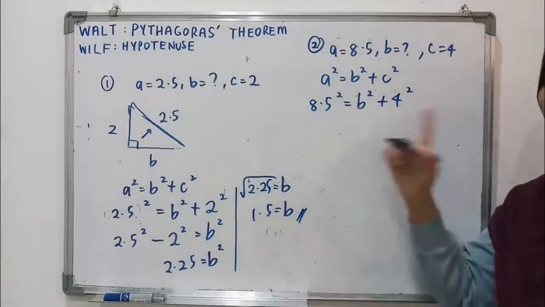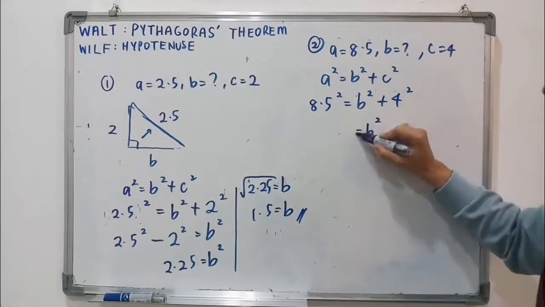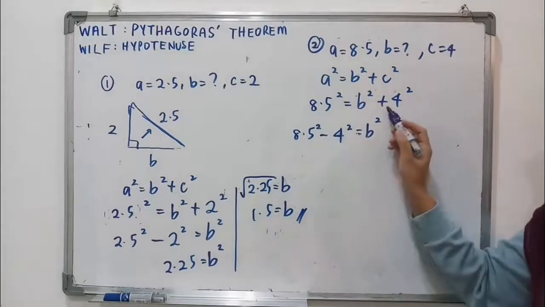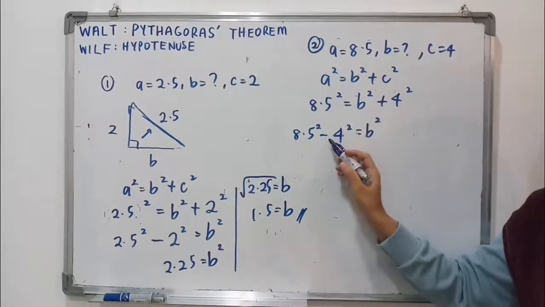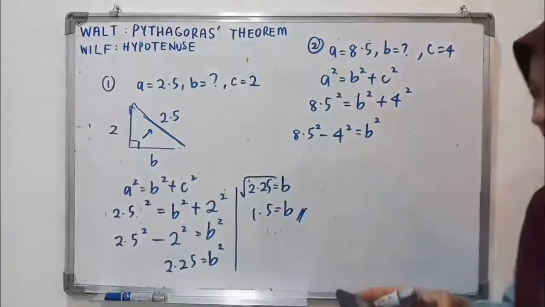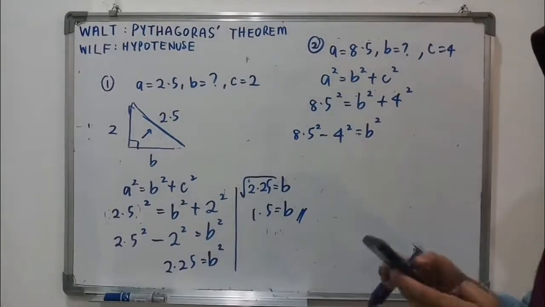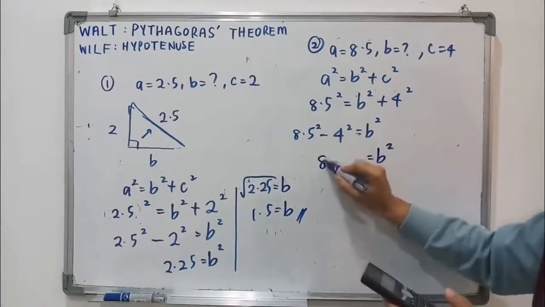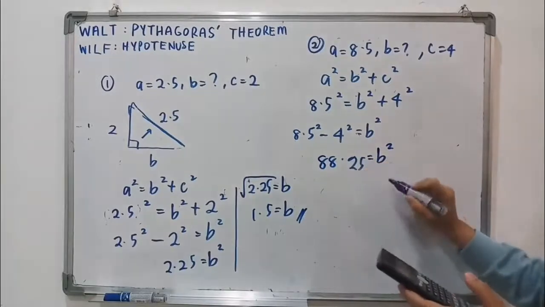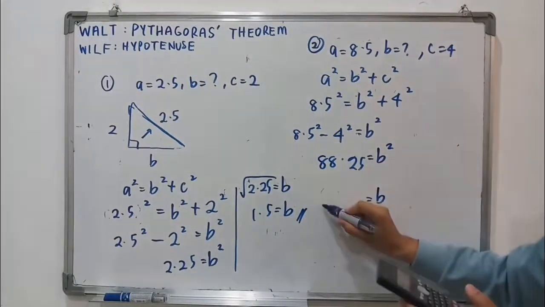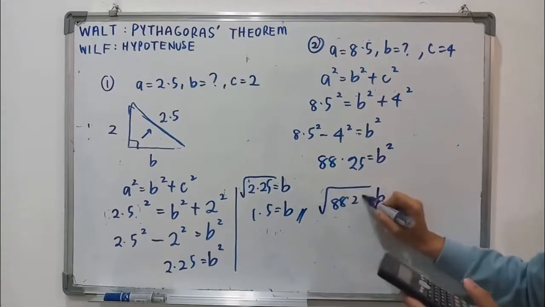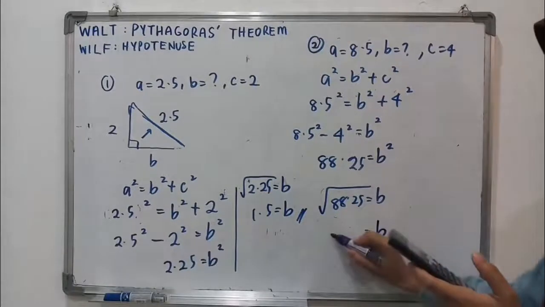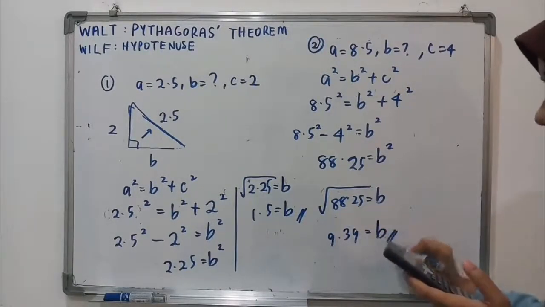We want to find B, leave B as the subject. So B square equals 8.5 square minus 4 square. Why is it minus? Because positive, you cross equal sign becomes negative. Okay, press your calculator, you will get 8.5 square minus 16. You will get B square equals 88.25. But that is B square. I want B only. So for B, take the square root of 88.25. You will get B equals 9.39. That's it. Okay, that's how you do it.